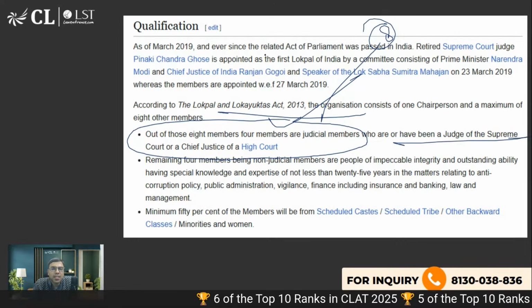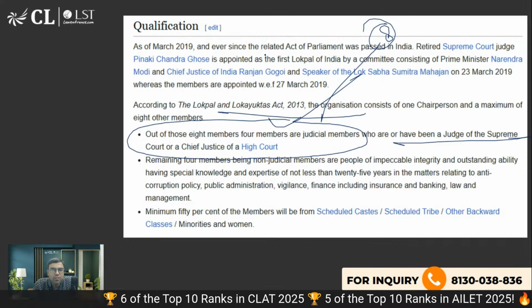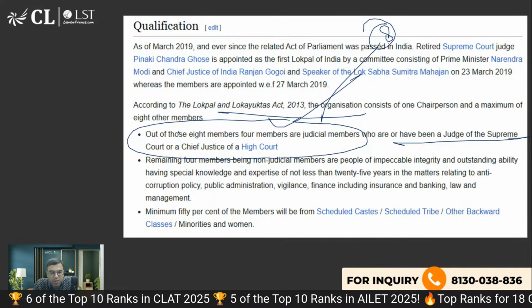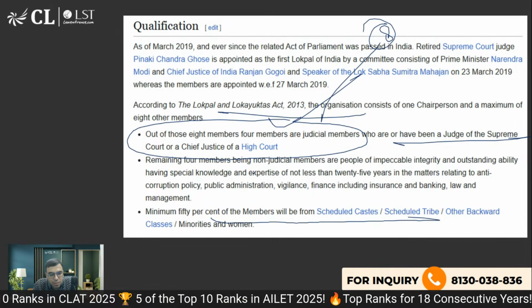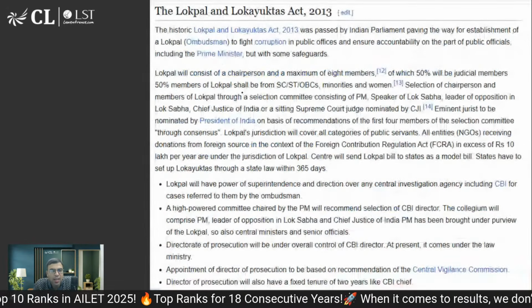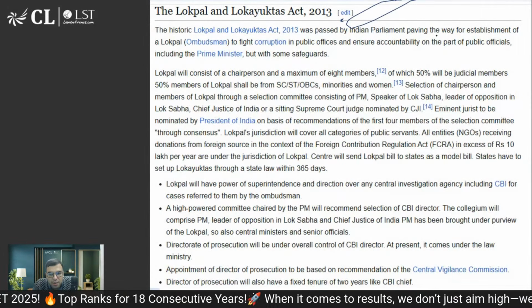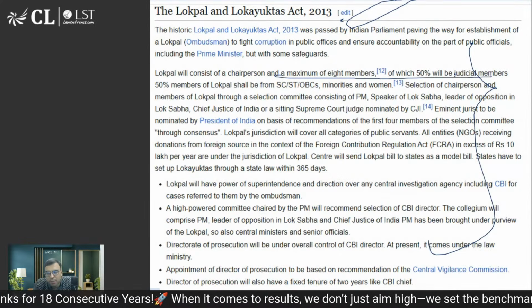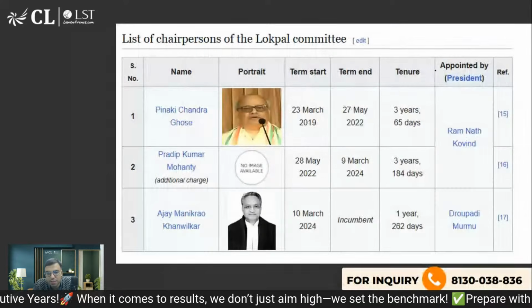So 8 members, ideally 4 has to be a judicial member who have experience in Supreme Court or a Chief Justice of High Court, है ना. Remaining 4 जो non-judicial members हो सकते हैं from SC, ST, other backward class, है ना. So these are the things. Please read something about Lokpal, है ना, because Lokpal has been very much in the news.